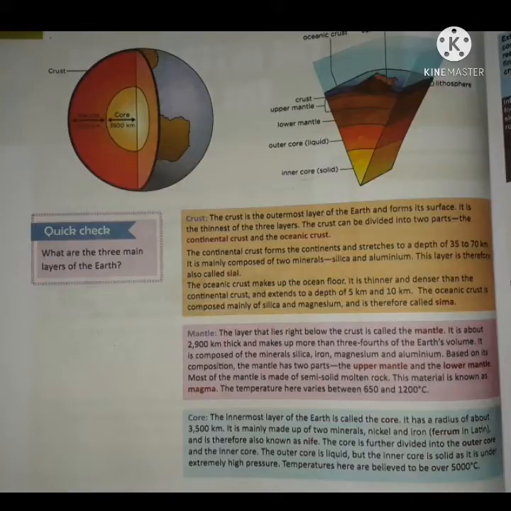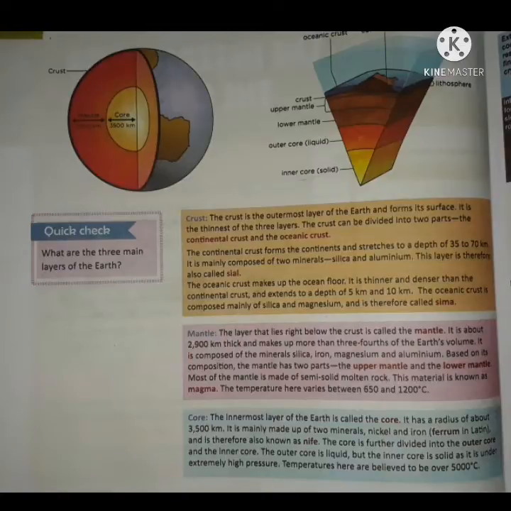The layer that lies right below the crust is known as the mantle. It is about 2900 km thick and it makes up almost 3/4 of Earth's volume. It is composed mainly of minerals like silica, iron, magnesium, and aluminium. Based on its composition, the mantle has two parts, the upper mantle and the lower mantle.